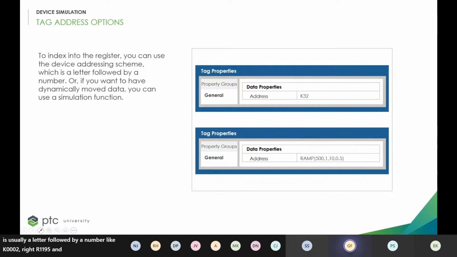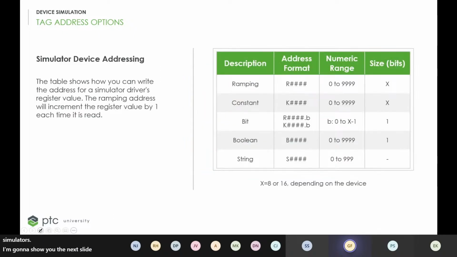Another method would be to use dynamically moving data using a simulation function. So you see here in the example below, this is a simulation address. We have several of these simulators. I'm going to show you in the next slide. So the letters K, R, B, S: K stands for constant, Boolean is B, string is S, ramping is R. Ramping just means that it increments the register value by 1 at each read.